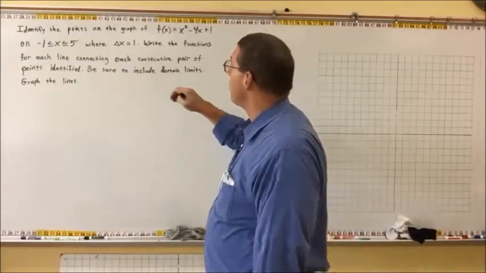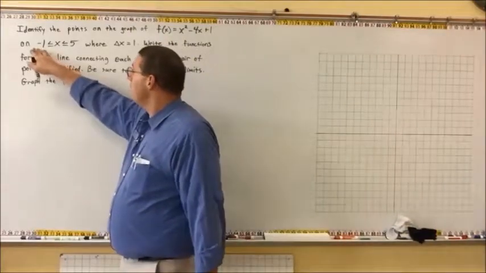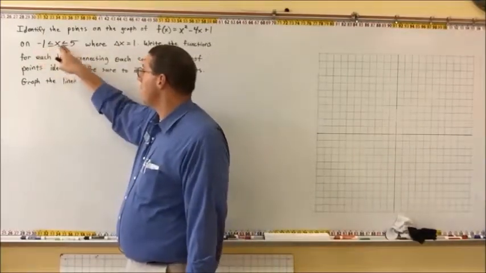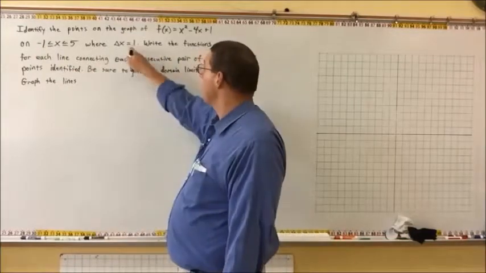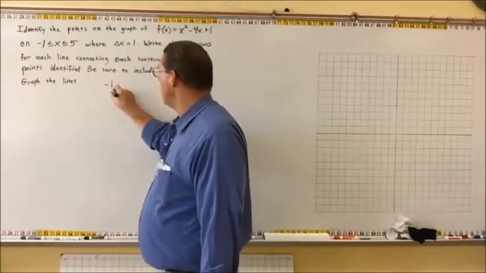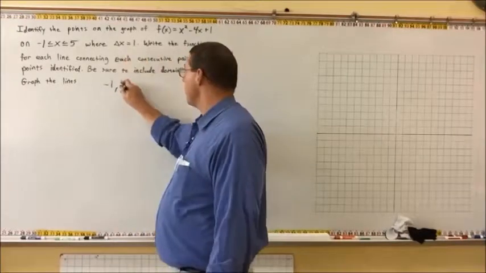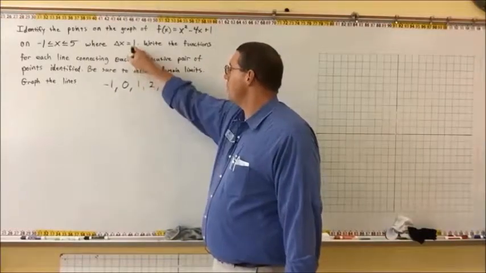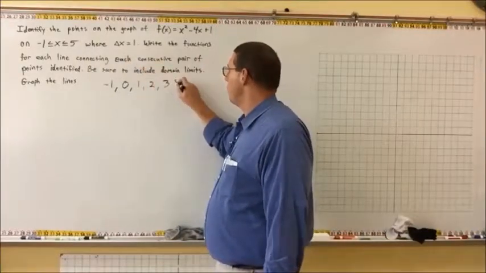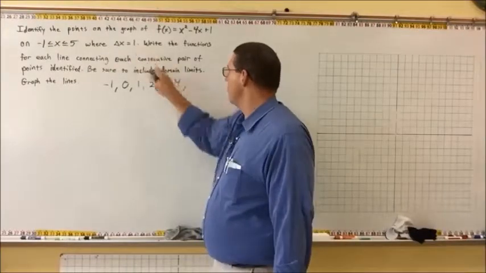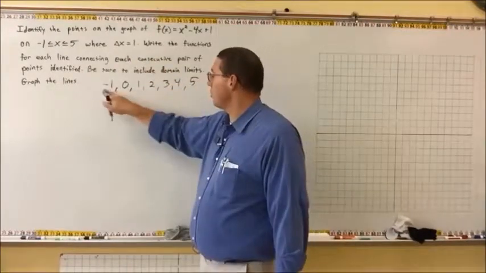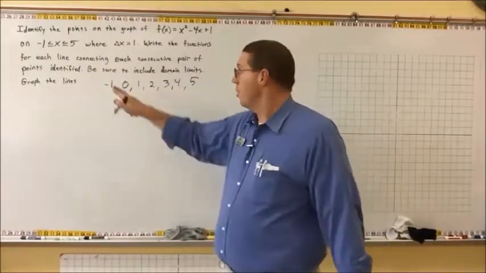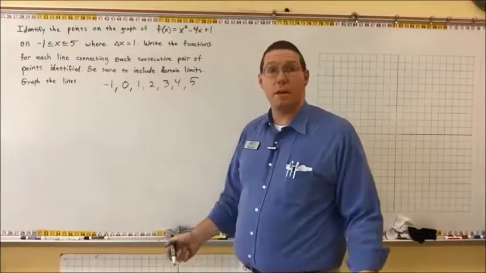First it says identify the points on the graph of this function on the interval from -1 to 5 where delta x is 1. Well, what are all the x values that start at -1 and end at 5, right? And where our delta x is 1. Well, we got -1, and -1 plus 1 is 0, and 0 plus 1 is 1, 1 plus 1 is 2, 2 plus 1 is 3, 3 plus 1 is 4, and 4 plus 1 is 5. So here's what we're going to plug in: -1, 0, 1, 2, 3, 4, and 5. Okay? That's going to give us 1, 2, 3, 4, 5, 6, 7 points.